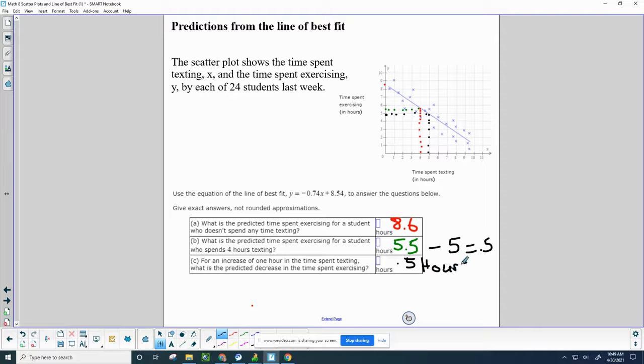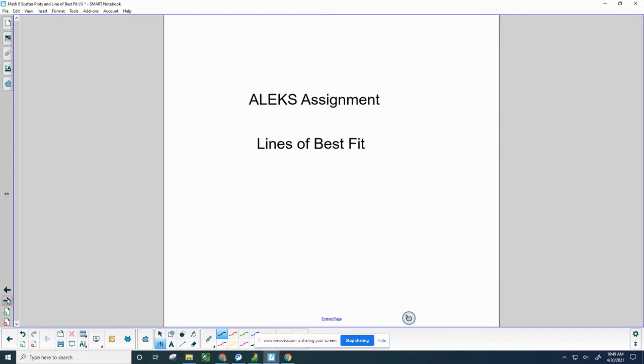So over time, that could matter quite a bit, especially if you get into texting a lot and don't hardly do any exercising, right? Okay, so our assignment is on Alex. It's called Line of Best Fit, and you're going to be practicing making some lines of best fit, and then you're going to answer a few questions about lines of best fit. So good luck.